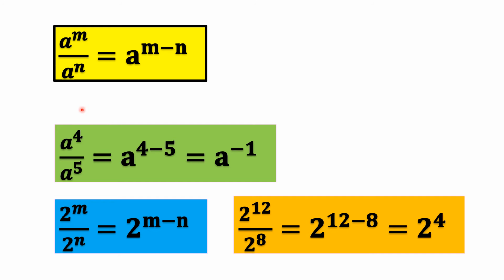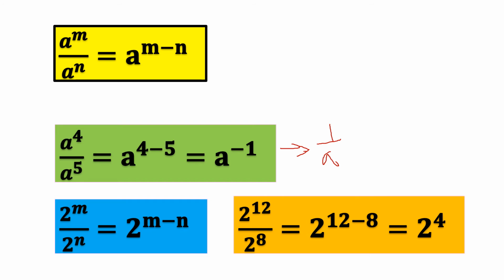Next one, you can see the example, a raised to 4 divided by a raised to 5. It's the same number, a, but different exponents, 4 and 5. So a raised to 4 minus 5 is equal to a raised to minus 1, because 4 minus 5 is minus 1. Can you tell me what a raised to minus 1 is? We've just studied previously. a raised to minus 1 is 1 by a, right? So that means a raised to 4 divided by a raised to 5 is actually 1 by a.